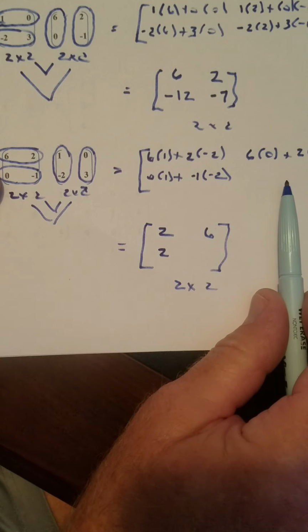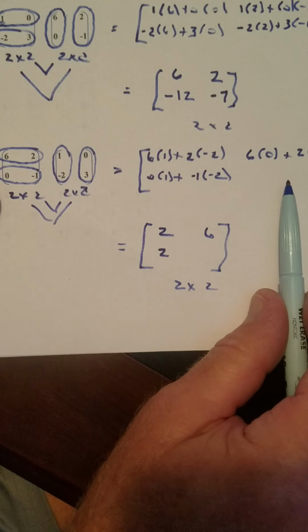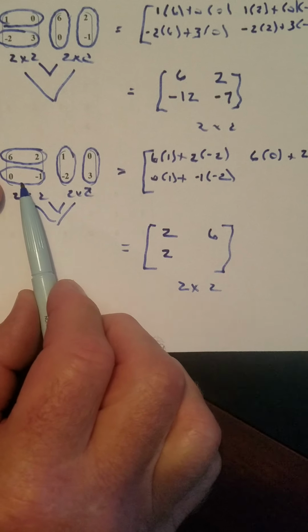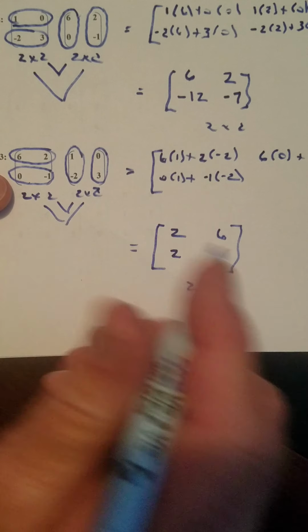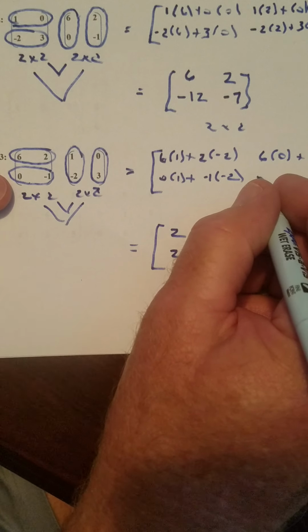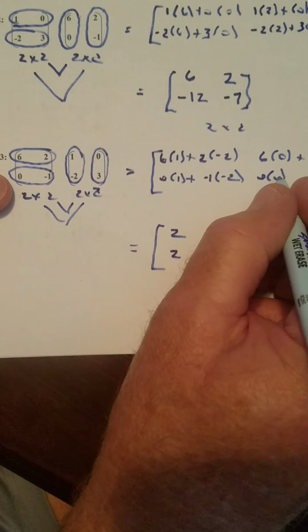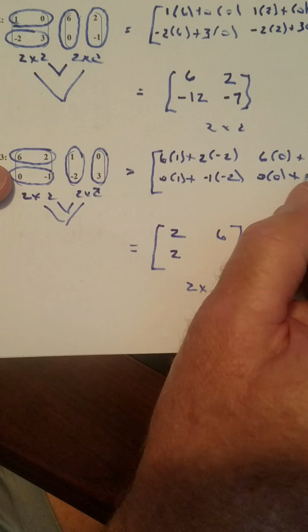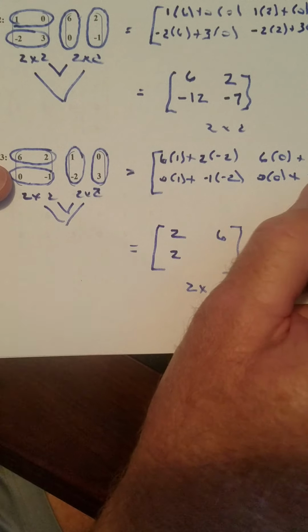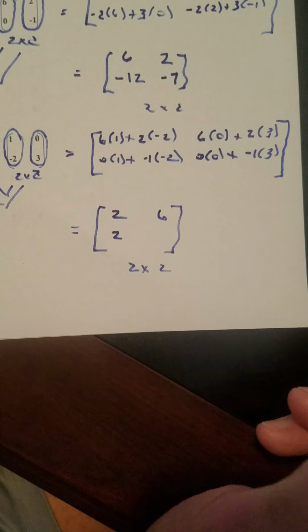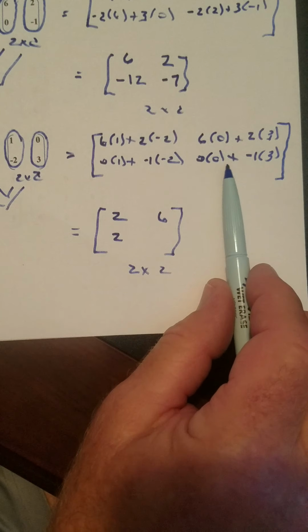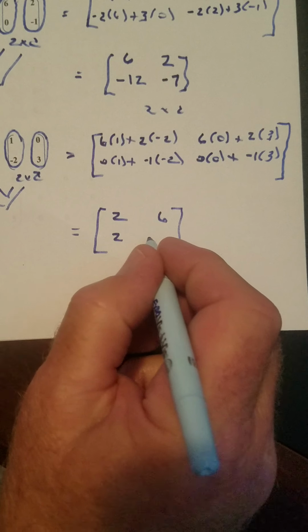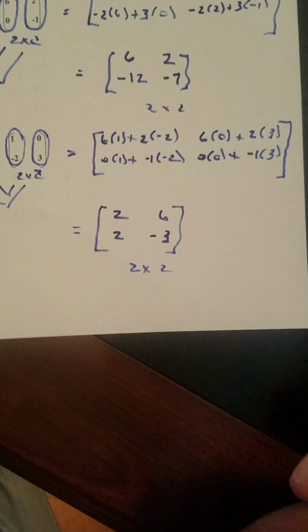And the last entry, that's second row, second column. So I'm going to take the second row here times the second column there. So 0 times 0 plus negative 1 times 3. So that's going to be 0 plus negative 3, which is negative 3.